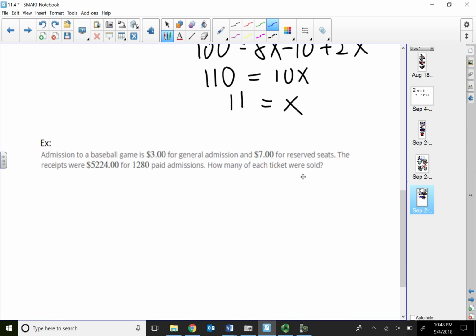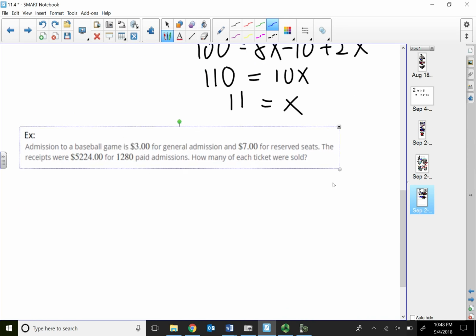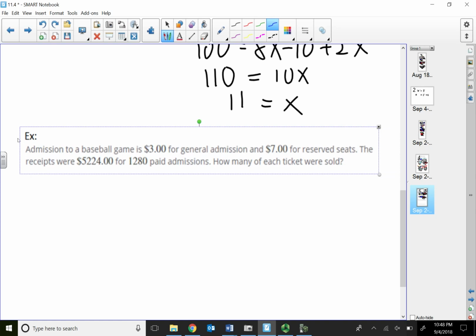All right, this is one of my favorite questions about admissions for games. Admission to a baseball game is $3 for general admission, $7 for the reserved seats. So if the receipts were $5,224 for 1,280 paid admissions, how many of each ticket were sold?